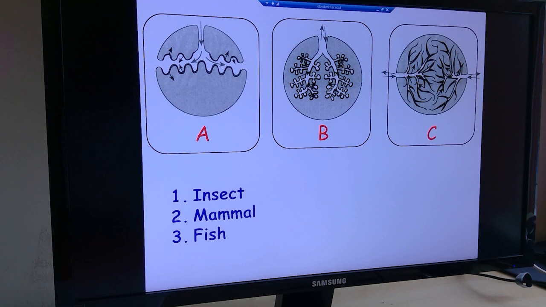In A, B and C boxes, we have the gas exchange systems of insects, mammals and fish. Which is which?